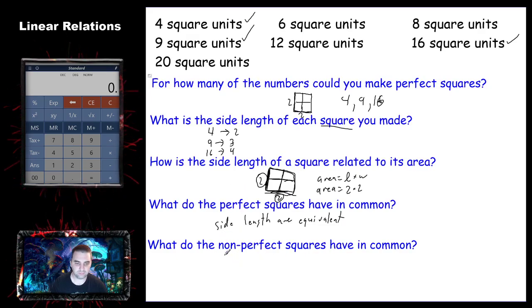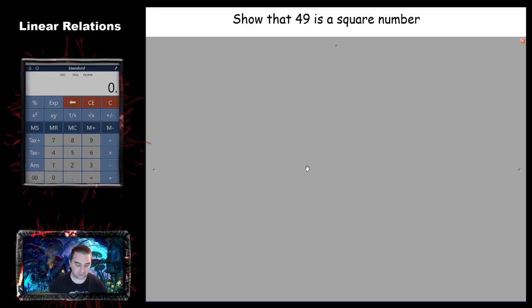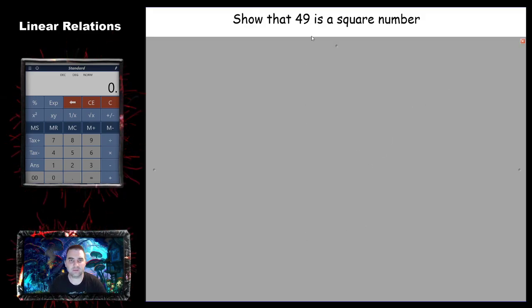Okay, I know that's a lot of stuff, but you can just write that here: side lengths are not equal, and they only form rectangles. That's what you could write. Okay, I'm not going to write that all here. We have 2 more real quick things here.